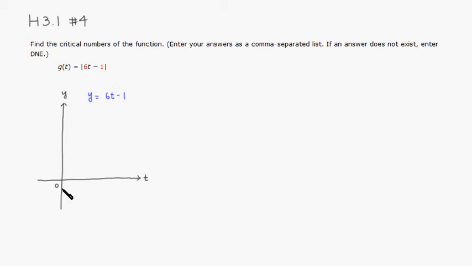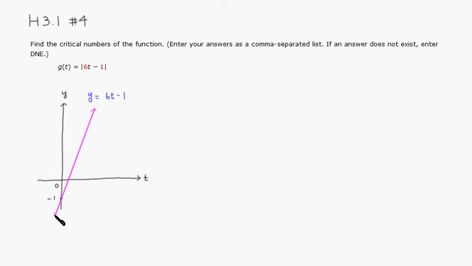The y-intercept is negative 1 and the slope is 6. So it's going to go through negative 1, which is probably around here. Then the slope is 6, so it's fairly steep. I'll use this tool. It's going to look somewhat like this.